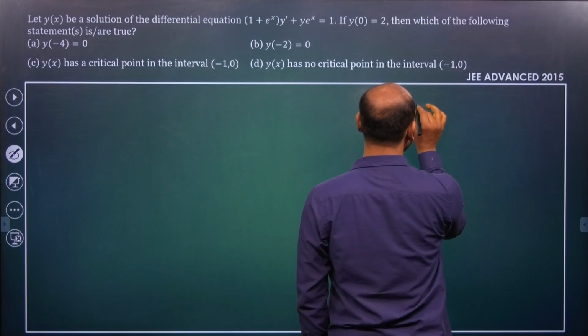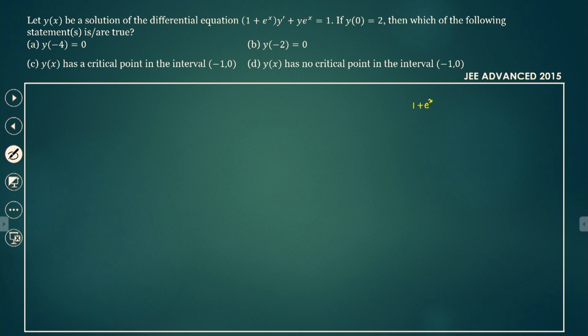So let's go ahead. We'll say (1 plus e to the power x) y dash plus y e to the power x is equal to 1. Let's divide both sides by 1 plus e to the power x. Therefore we get e to the power x divided by 1 plus e to the power x times y is equal to 1 by 1 plus e to the power x. That's our equation number 1. So it's a linear differential equation.